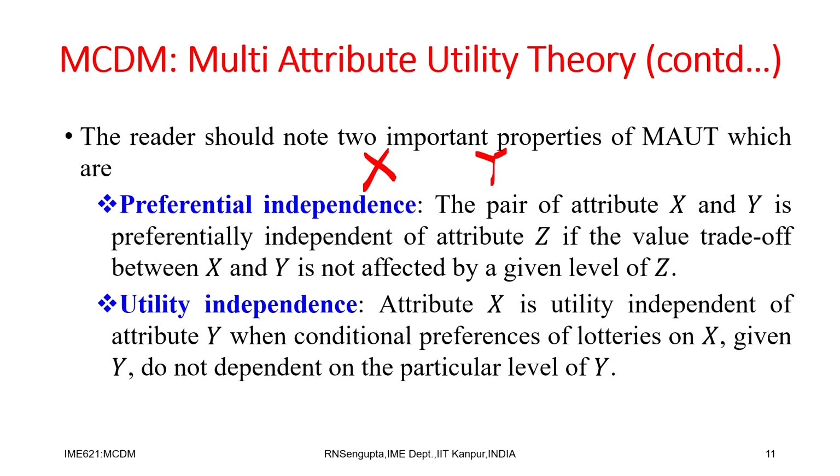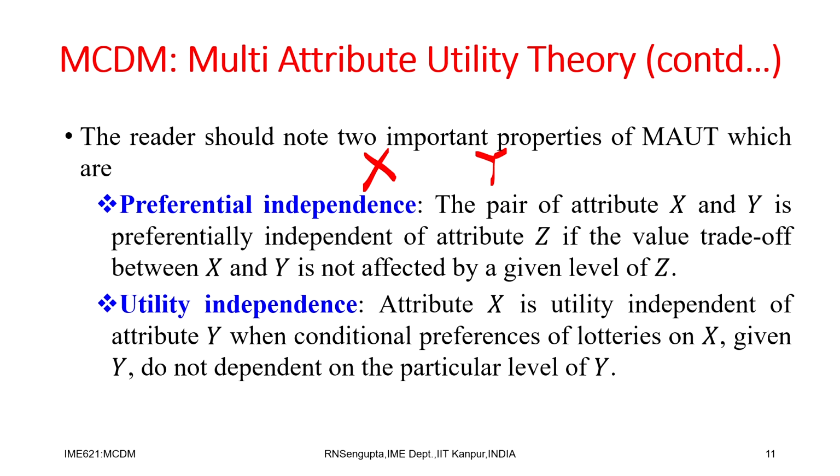Which we will see later on, and it has already been discussed in one of the properties or axioms, if you remember, when we were considering the earlier part of the course. And the second point is utility independence, where attribute x is utility independent of y when the conditional preference of lotteries on x given y does not depend on the particular level of y. So, given that y is changing, the conditional preference of lotteries based on x would not depend on the state of y.